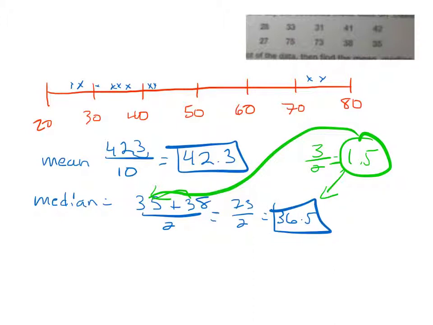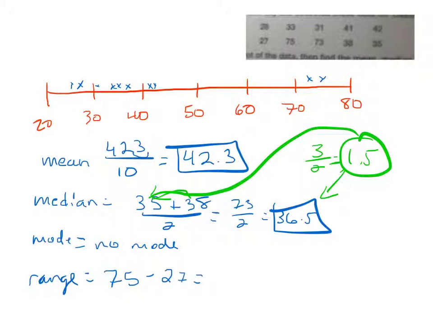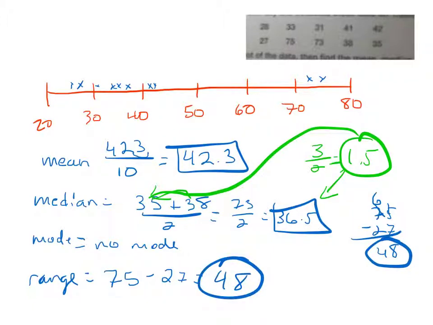Alright, now we need to go to the mode. In this case, no number occurs more frequently. We wouldn't want to list all of them, so we would just say no mode. Range here, well, that's going to be the largest number that we have, which was 75, and we subtract the smallest number, which was 27. So 75 minus 27 is 48. So our range here is 48.